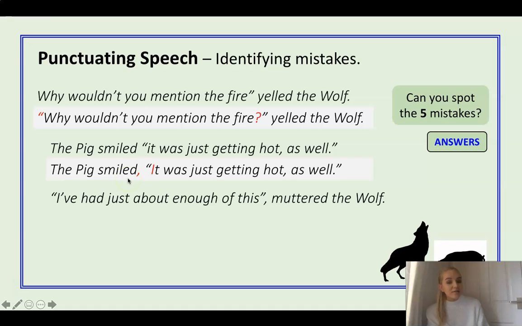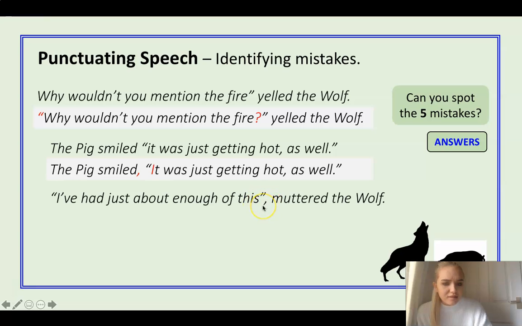If the sentence was "It was just getting hot," the pig smiled, "as well," then "It was just getting hot" would need the capital at the start, but because we've broken it in the middle, "as well" wouldn't need a capital, okay? But because it's the first start of what the pig is saying, we need a capital. Finally then: "I've had just about enough of this," muttered the wolf. Can you find the mistake here? This is a bit more of a tricky one. Think about our punctuation. What's wrong with our punctuation?